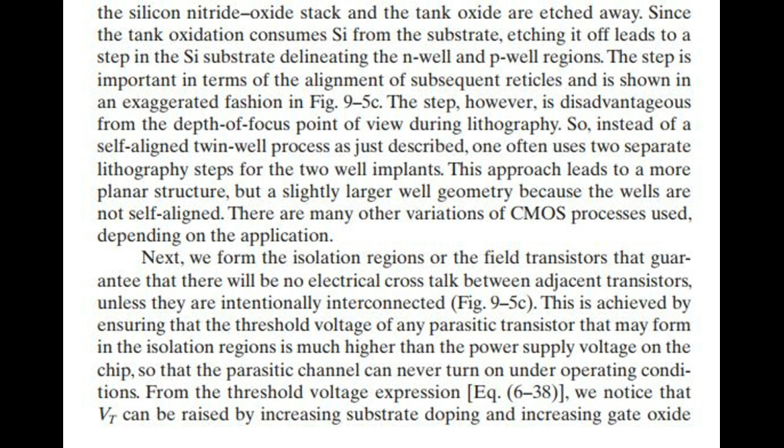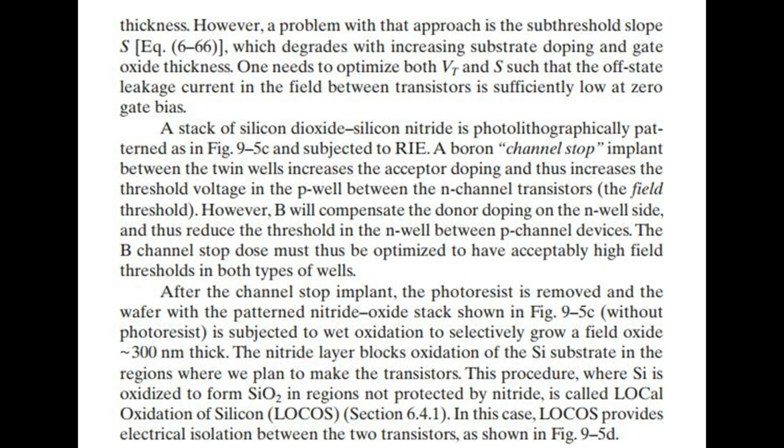This is achieved by ensuring that the threshold voltage of any parasitic transistor that may form in the isolation regions is much higher than the power supply voltage on the chip, so that the parasitic channel can never turn on under operating conditions. From the threshold voltage expression, Equation 6.38, we notice that threshold voltage can be raised by increasing substrate doping and increasing gate oxide thickness. However, a problem with that approach is the subthreshold slope S, Equation 6.66, which degrades with increasing substrate doping and gate oxide thickness.